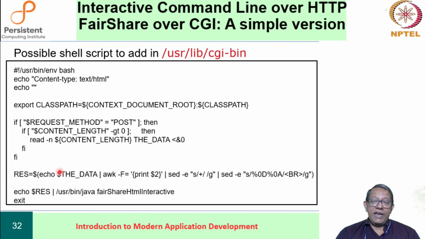Next, the variable will be printed out and processed using the awk command. Then it will be processed using the sed command to replace the plus characters by a space character, and the next sed command will replace %0d %0a by the HTML code br, a break. This processed output is then given as standard input to our Java Fair Share HTML interactive version.